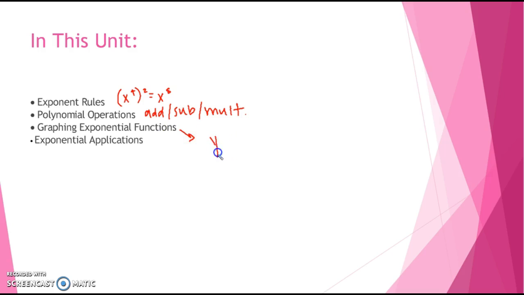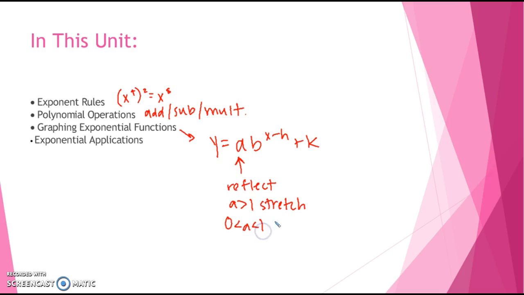Remember our basic form. We have a times b to the x minus h plus k. A will tell us if it's reflected, right, if it goes down, and if it's bigger than 1, it's stretched, and if it's between 0 and 1, it is compressed, so it's flatter. Remember, we always do it vertically, so stretching makes it skinnier, compressing makes it flatter.